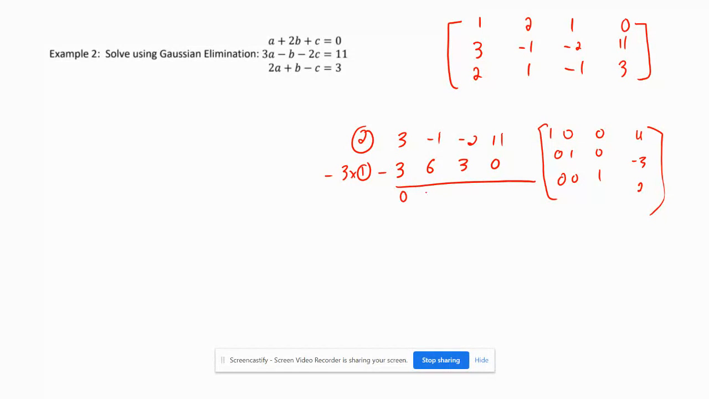Subtract. So what we have so far, we have 1, 2, 1, 0, 0, negative 7, negative 5, 11. Okay, now let's use this 1 to get rid of this 2 over here. So I'm going to go equation number 3 minus 2 times equation 1.